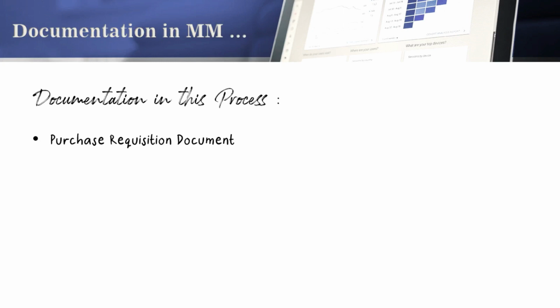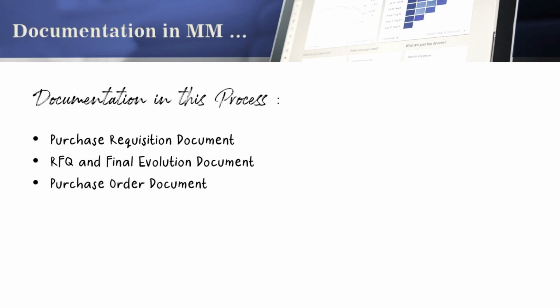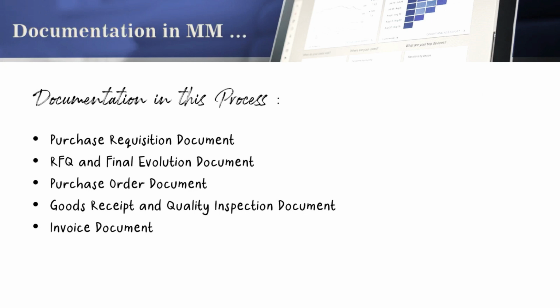Firstly, the purchase requisition document, which is issued by the plant to the procurement team, the so-called material management team. The material management team then issues the request for quotation, and a final evaluation document is prepared based on technical and commercial evaluation. Then the purchase order is issued to the vendor, and that document is further an important entity. Then the goods received document and its quality inspection document, and then the invoice document and payment document. So all these documents related to a single order need to be kept.